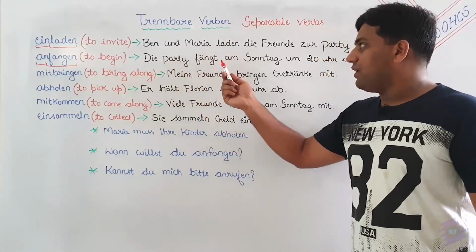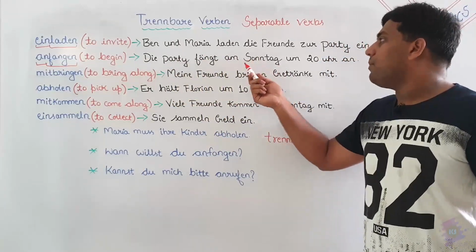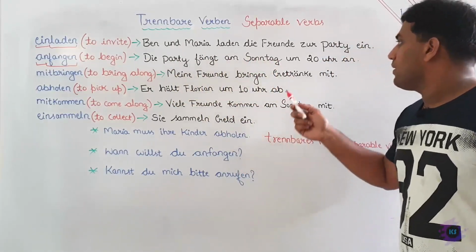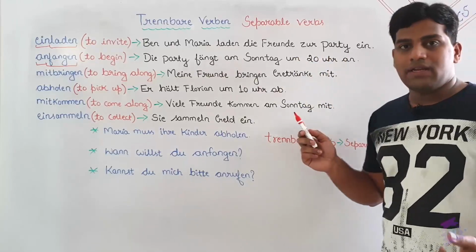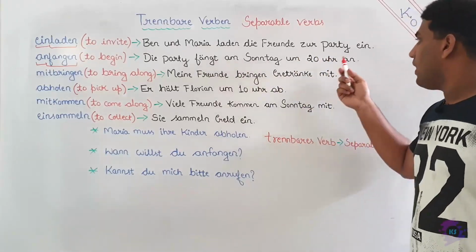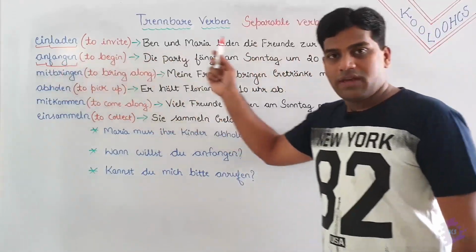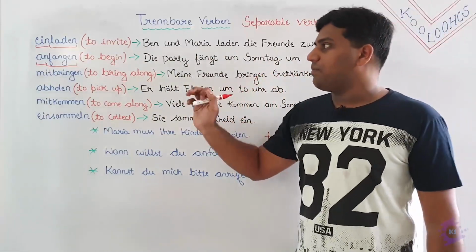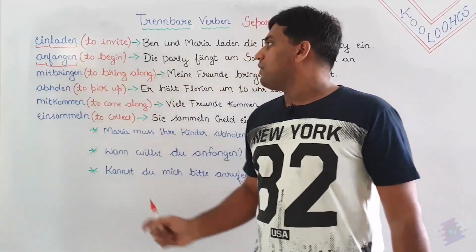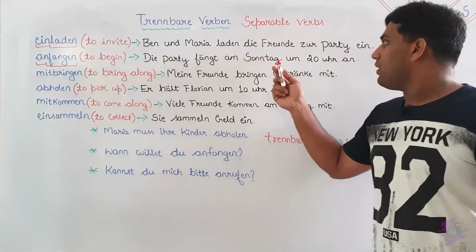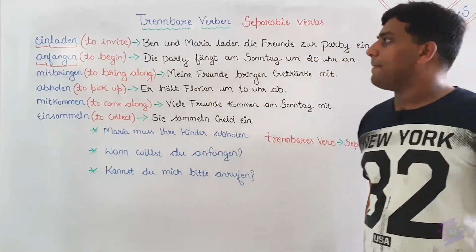So die Party fängt am Sonntag 20 Uhr, that is at 8 p.m., an. The prefix an goes at the end. You don't conjugate the prefix, you only conjugate the second verb. So: die Party fängt am Sonntag 20 Uhr an.